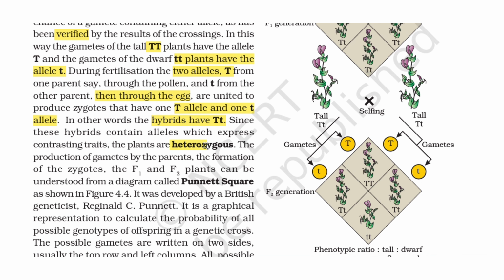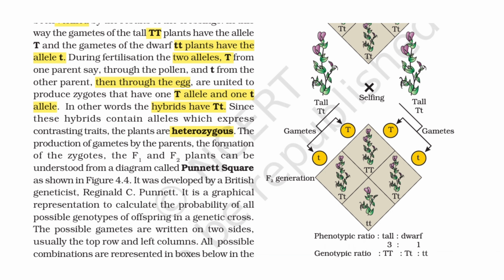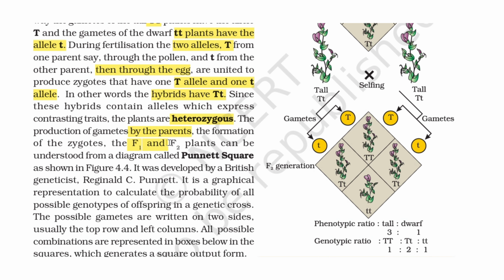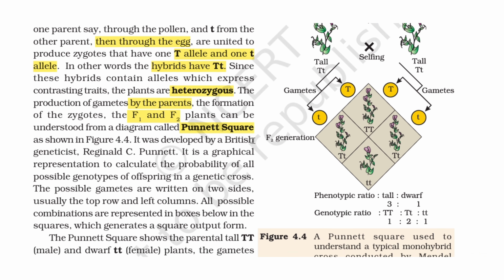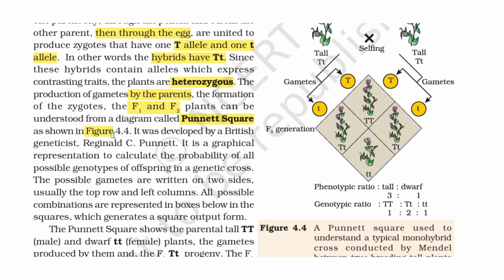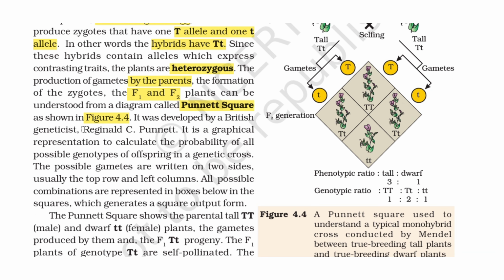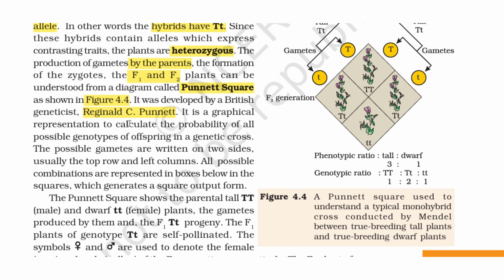The production of gametes by the parents, the formation of the zygotes, the F1 and F2 plants can be understood from a diagram called Punnett square as shown in figure 4.4. It was developed by a British geneticist, Reginald C. Punnett. It is a graphical representation to calculate the probability of all possible genotypes of offspring in a genetic cross.